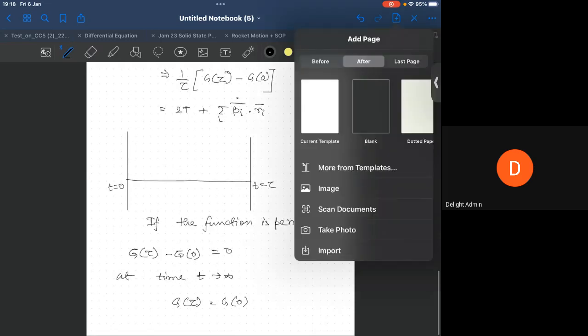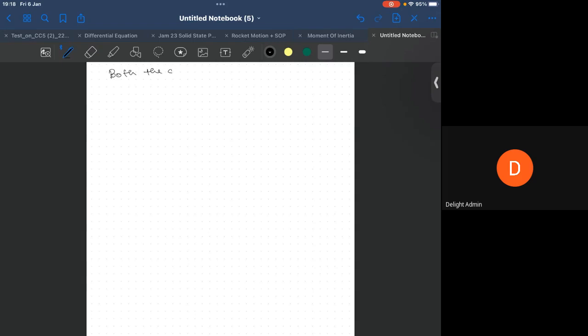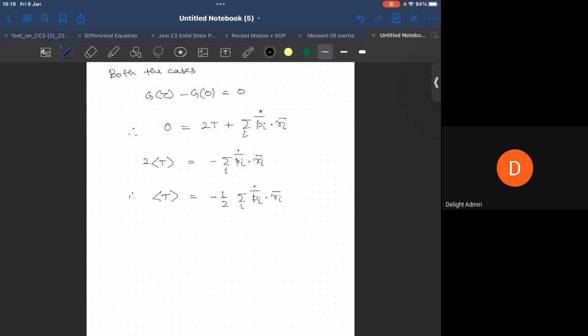So for both cases, periodic or non-periodic, G of tau minus G of 0 is equal to 0. So I can clearly write that 0 is equal to 2T plus the sum over i of pi dot ri. Now, since we have already taken the time average, I can write that 2 times the time average of T is equal to minus the sum over i of pi dot ri. So the time average of T is minus half the sum over i of pi dot ri.